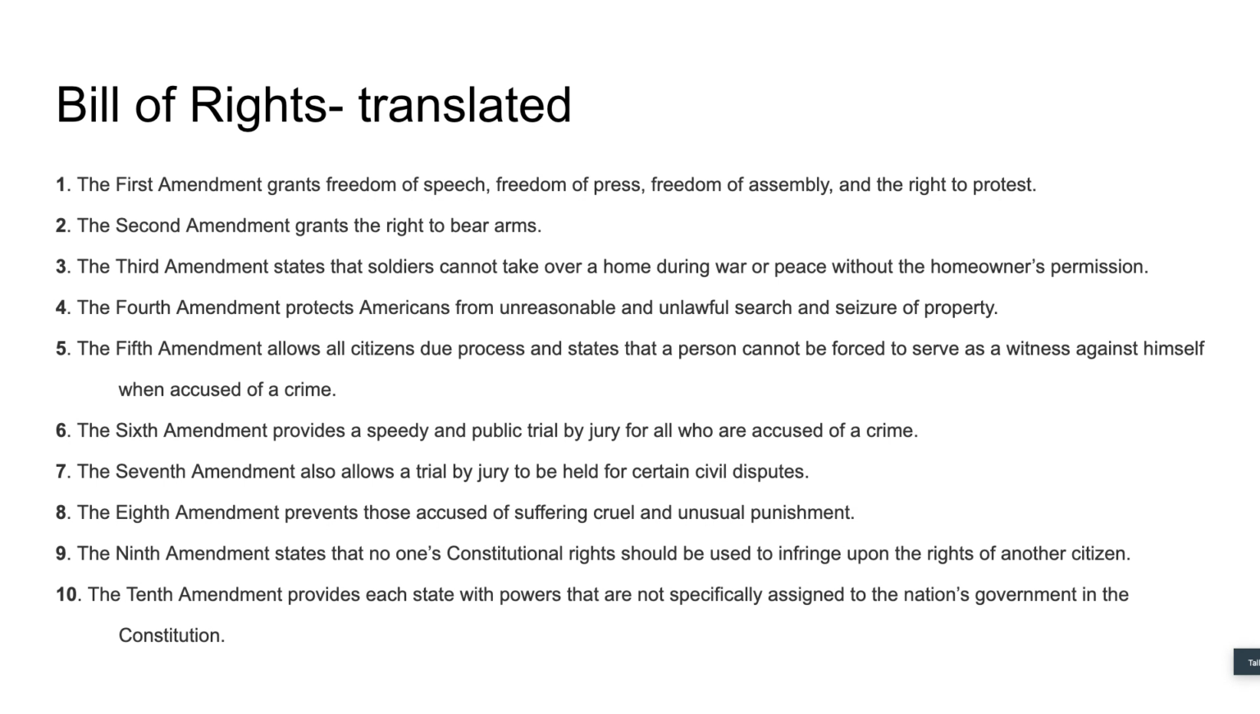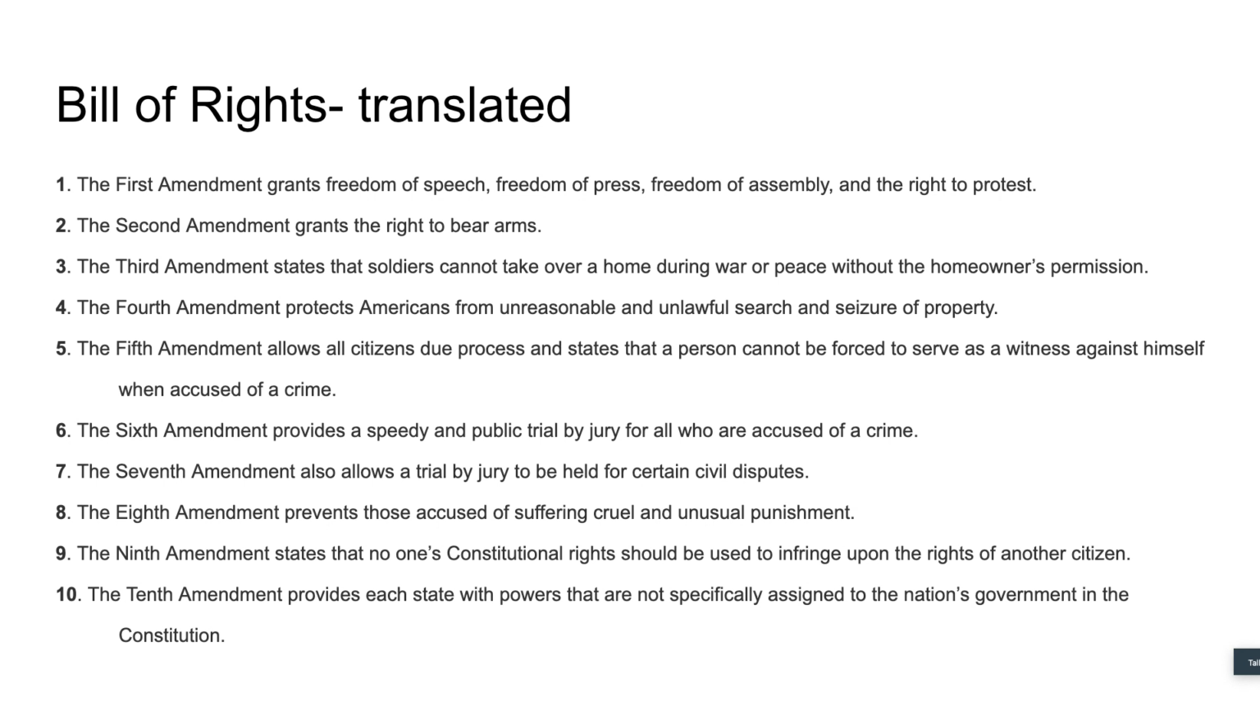The Sixth Amendment is allowing Americans a speedy and public trial by a jury for those who are accused of a crime. So that means that they shouldn't be dragging out a trial for a really long time just so that they can keep you in jail, or it's not a trial where you are found guilty by just one random person. You have a jury, so a group of people.